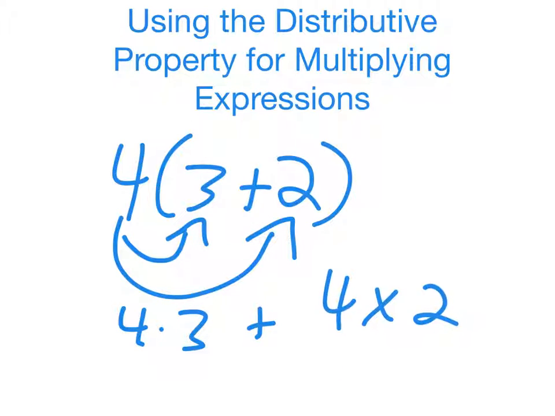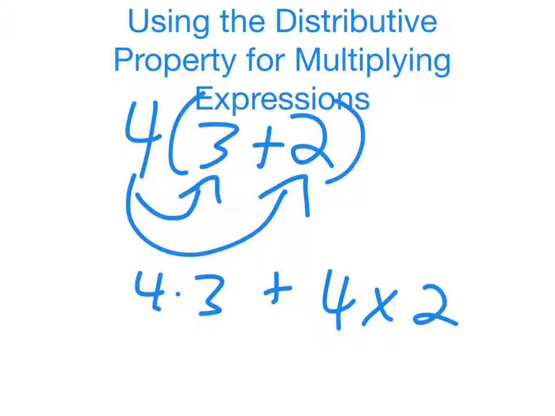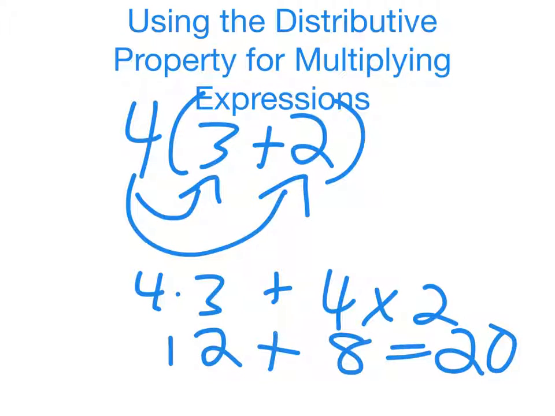Move this up out of the way here a little bit. 4 times 3 is 12, plus 4 times 2, which is 8. Yep, still 20. Math is consistent. As long as you're following the rules of math, whether you do it one way or another way, you should get the same answer. If that weren't true, Earth would fall out of orbit and plunge into the sun. So be glad that math is consistent.